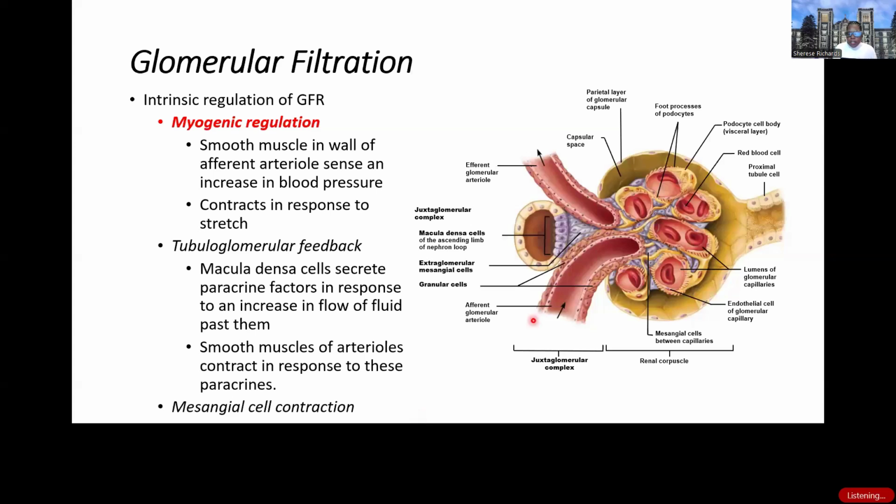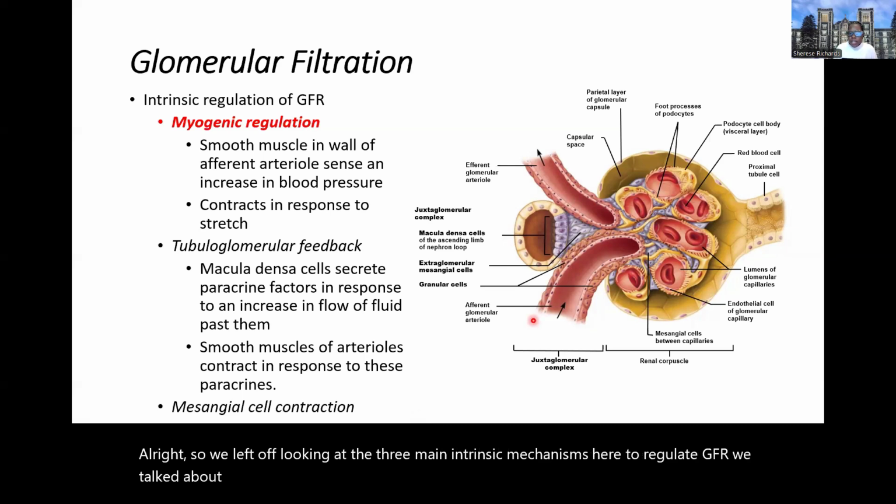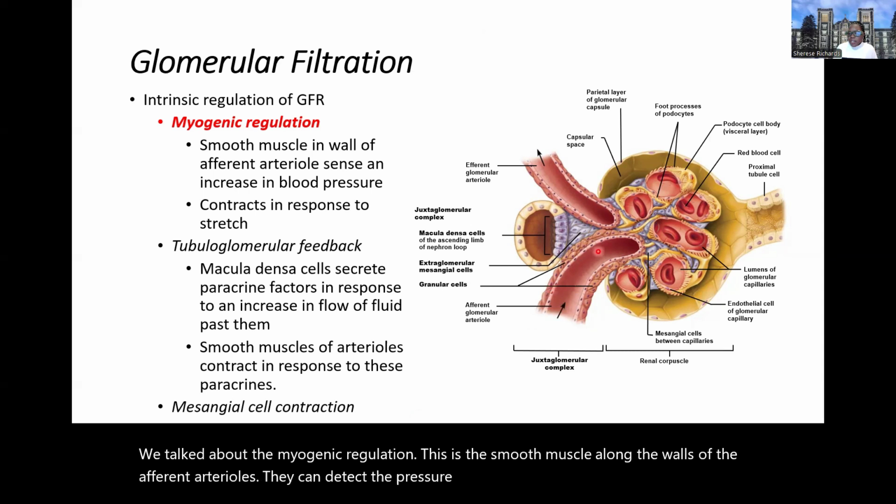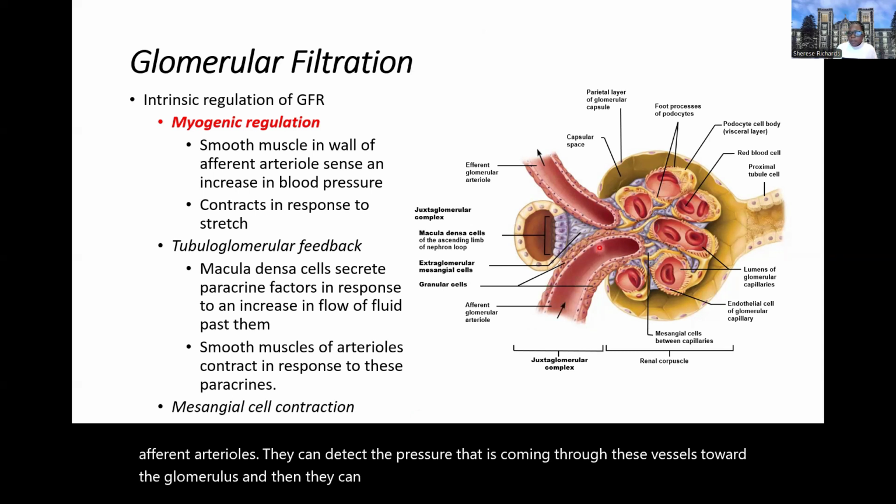Right. So we left off looking at the three main intrinsic mechanisms to regulate GFR. We talked about the myogenic regulation. This is the smooth muscle along the walls of the afferent arterioles. They can detect the pressure coming through these vessels toward the glomerulus, and then they can contract immediately as a response to that stretch. So that's your myogenic regulation.